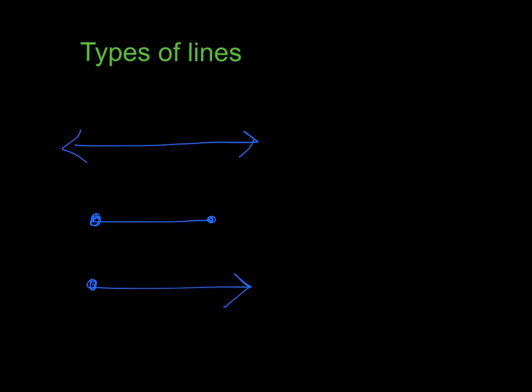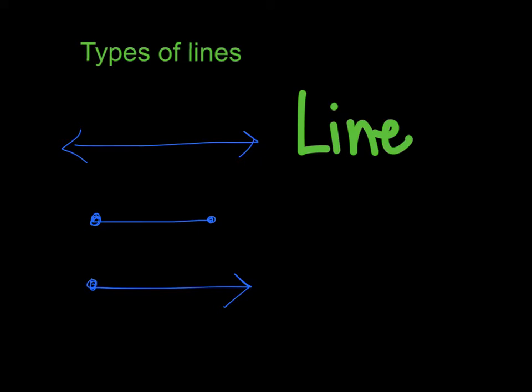So this one, the first one that I drew up here at the top, is a line. It has arrows on both ends, so that tells me that this continues in both directions forever. Okay, so this is a line.